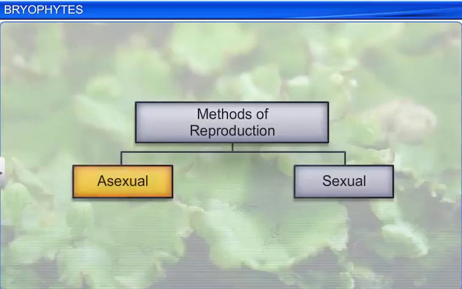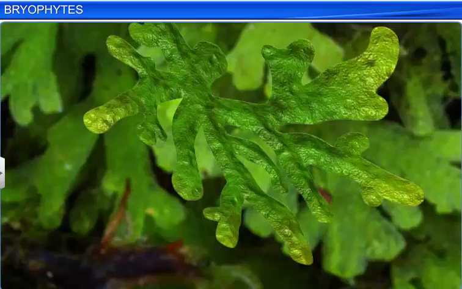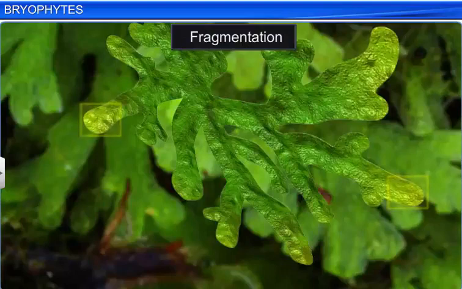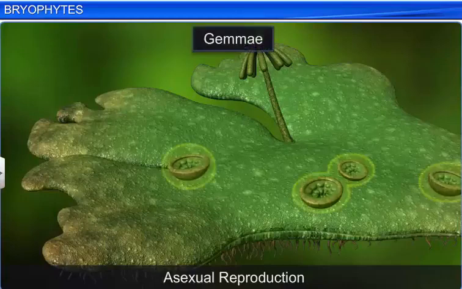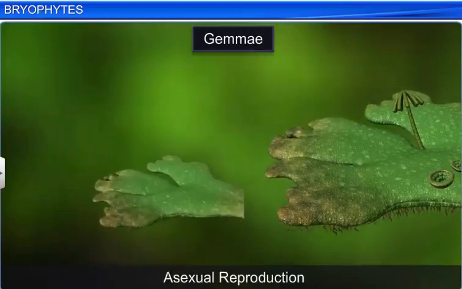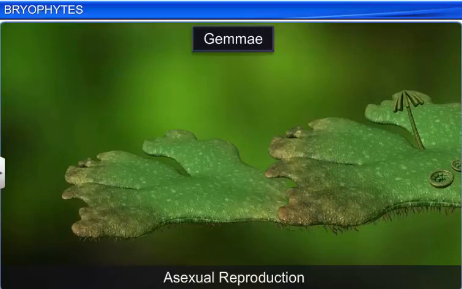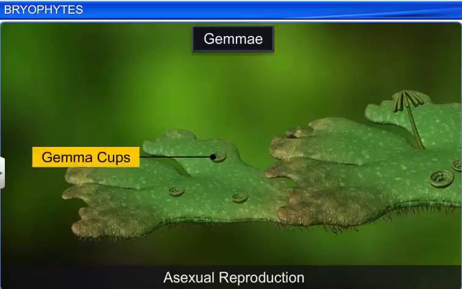Liverworts reproduce both asexually and sexually. In the case of asexual reproduction, we observe fragmentation of the thallus. Asexual reproduction also occurs when gemmae are formed. They are green, multicellular, asexual buds that separate from the parent and develop into new individuals. They develop in small receptacles called gemmae cups located on the thallus.